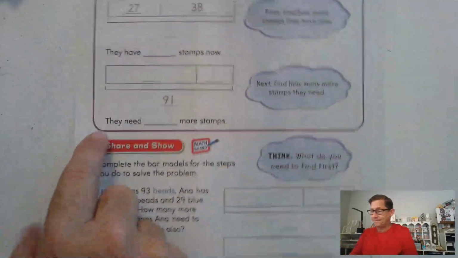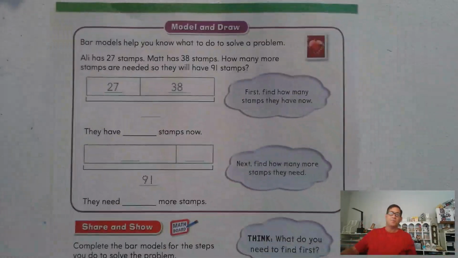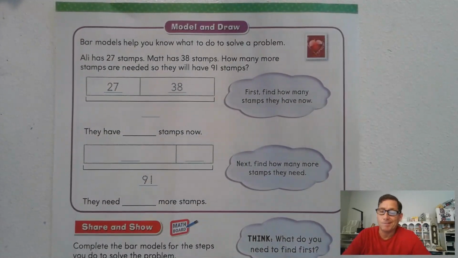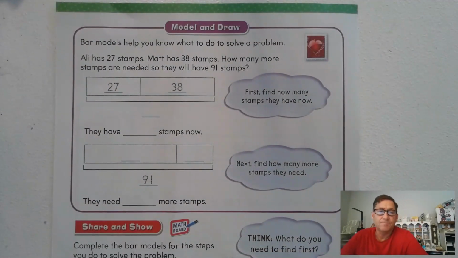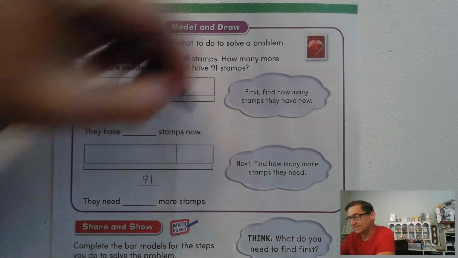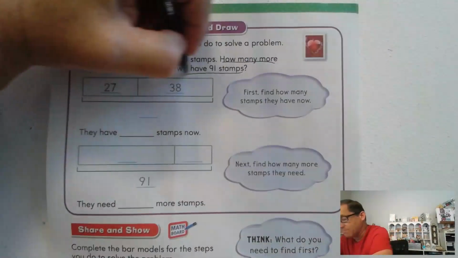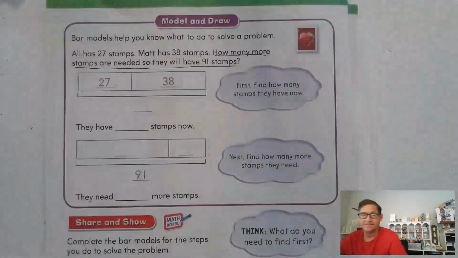Okay, let's move on. So remember, bar models help you know what to do to solve a problem. So let's look at this one. Allie has 27 stamps. Matt has 38 stamps. How many more stamps are needed so they will have 91 stamps? How many more stamps are needed?